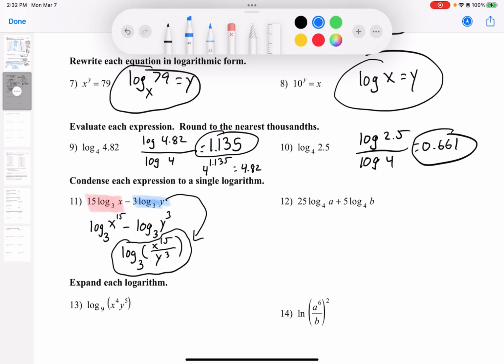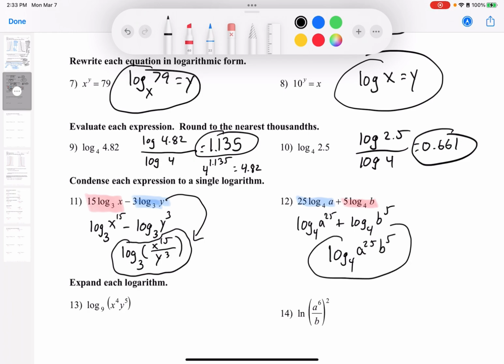Second one, again, I'm kind of looking at what I've got. I've got 25 log base 4 of a, so I'm going to go ahead and rewrite that as log base 4 of a to the 25th. I've got 5 log base 4 of b, so plus log base 4 of b to the 5th. Now I notice that we're adding, so our rule when you're adding is you multiply the arguments. And there's your single log. And we talked about how important it was being able to do the single logs. We do a lot of that.